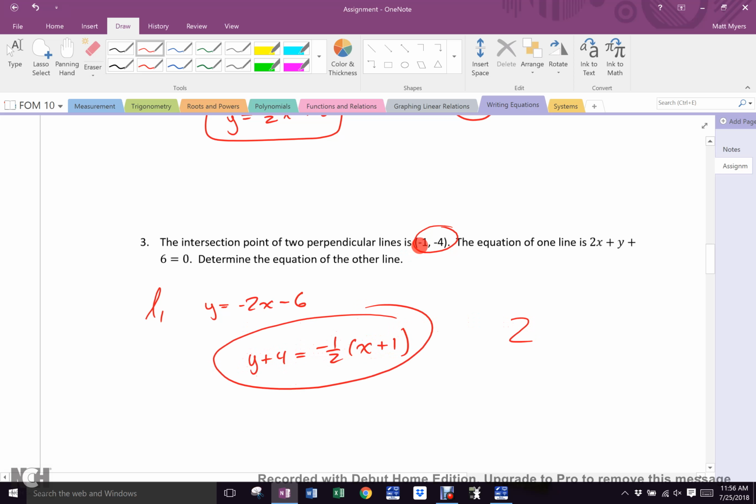X minus minus 1, positive 1. Oh yeah, positive 1/2. Thank you, because I forgot to switch the sign there. So there.